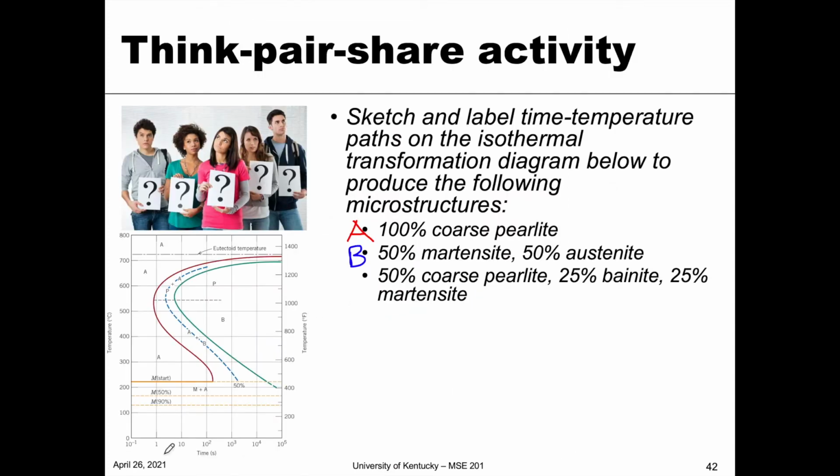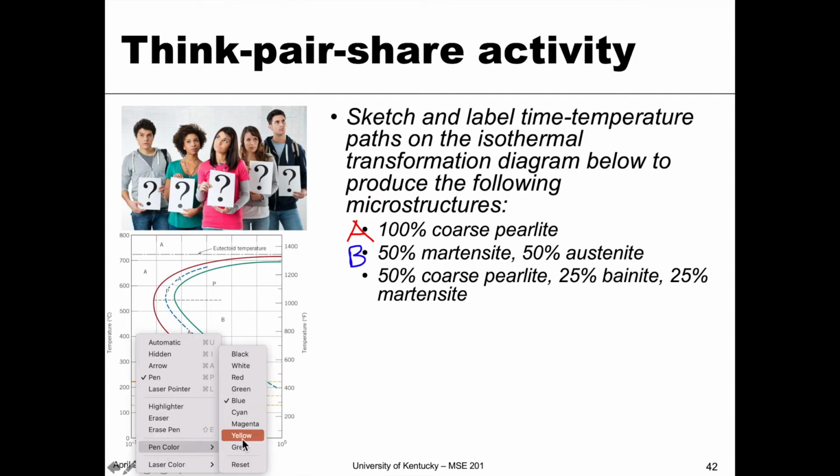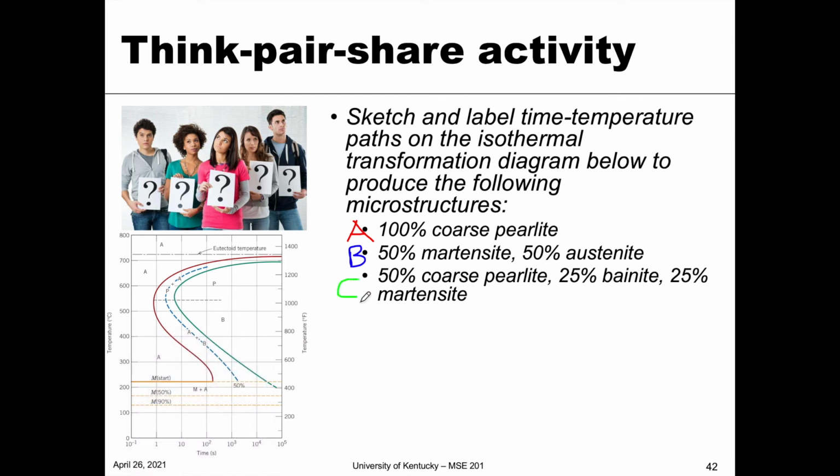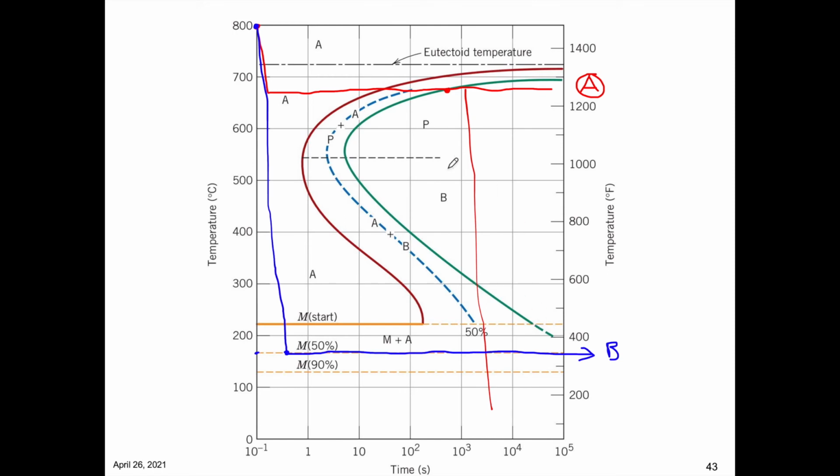So let's go back and look at the last one. So I'll switch colors again, and let's do green. So this is going to be C. All right, so 50% coarse pearlite, 25% bainite, and 25% martensite. So you can see this one might be a little trickier because we've got multiple components here. All right, but the first part is coarse pearlite. So we're going to start at the same temperature, and we're actually going to follow the same path, and I'll just do it slightly differently.